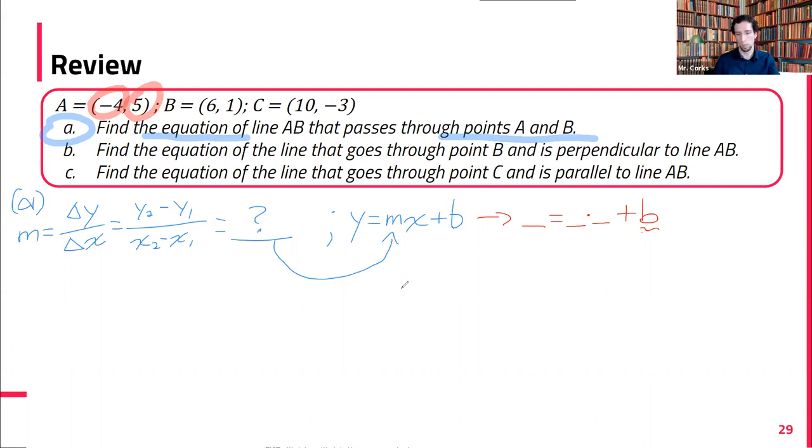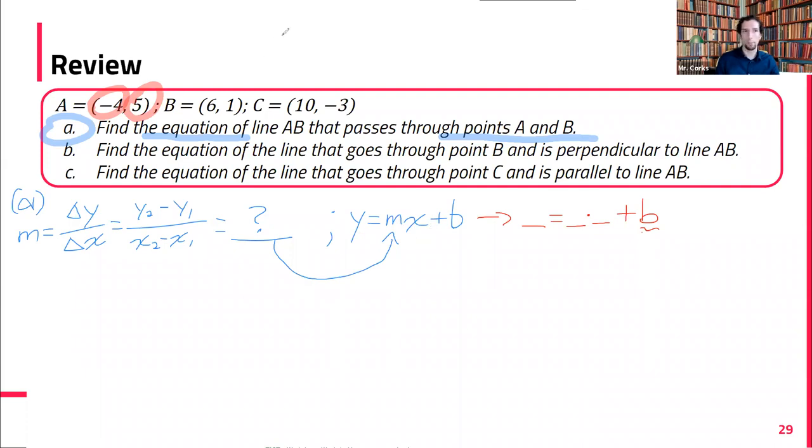I don't want to go through solving the whole thing because I want to leave this for you to be able to practice. Question B here is asking for a line that goes through B and is perpendicular to AB.